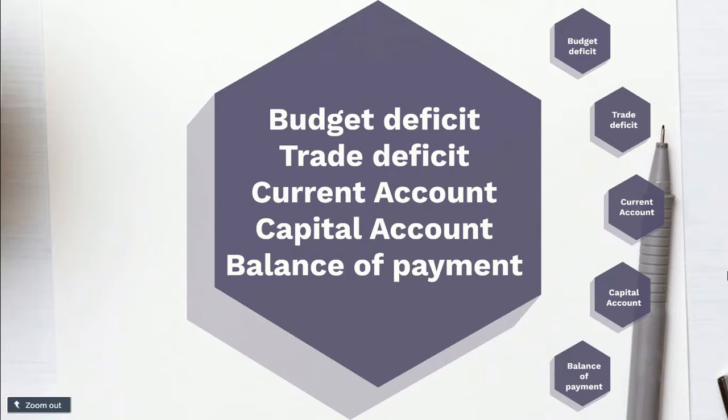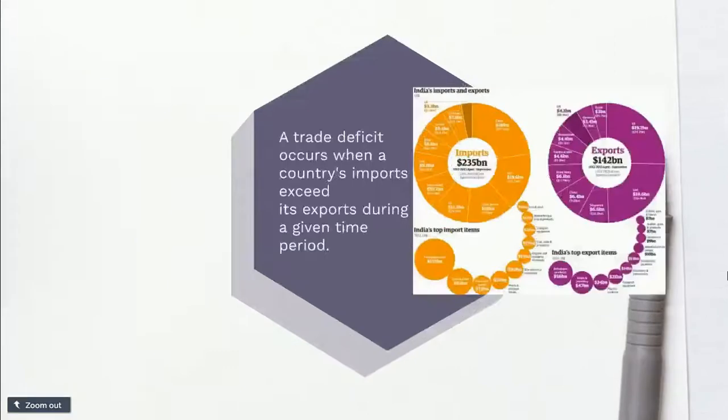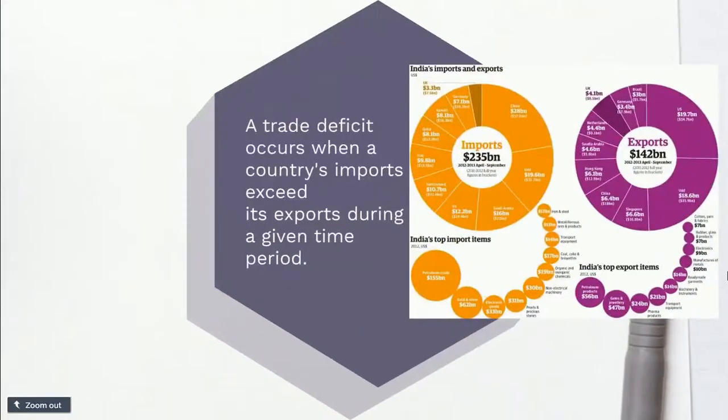Okay, next one is trade deficit. Trade has two things in it: import and export. We have also studied entrepôt trade, but mainly it focuses on import and export because it is the actual trading of goods and services happening. A trade deficit occurs when the country's imports exceed its exports during a given period of time. It is also called the balance of trade.